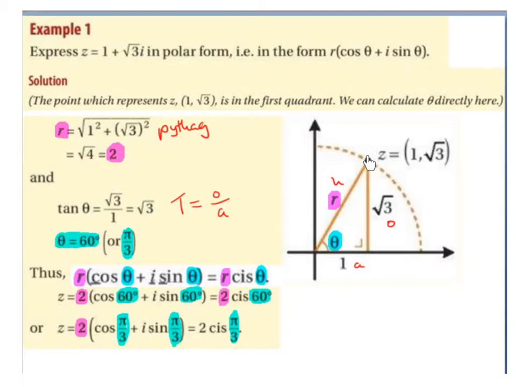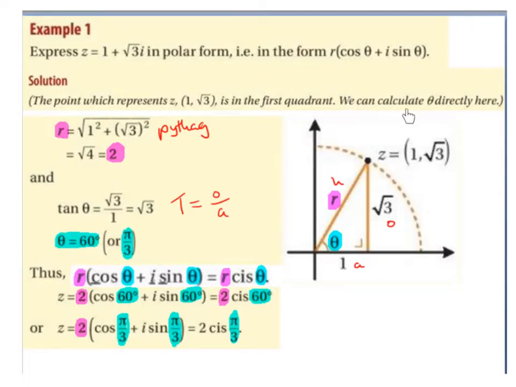We join a vertical line from z straight down to the real axis, and we join the point z, the complex number, with the origin. We're forming a right-angled triangle, where the modulus is the hypotenuse of our triangle, and we can also call it r, because technically it's the radius of our circle. So we have a distance of 1, which is going to be the adjacent. We have a height of root 3, which is going to be the opposite, opposite the angle. And we have a hypotenuse of r. So this is the complex number z, which is (1, root 3).